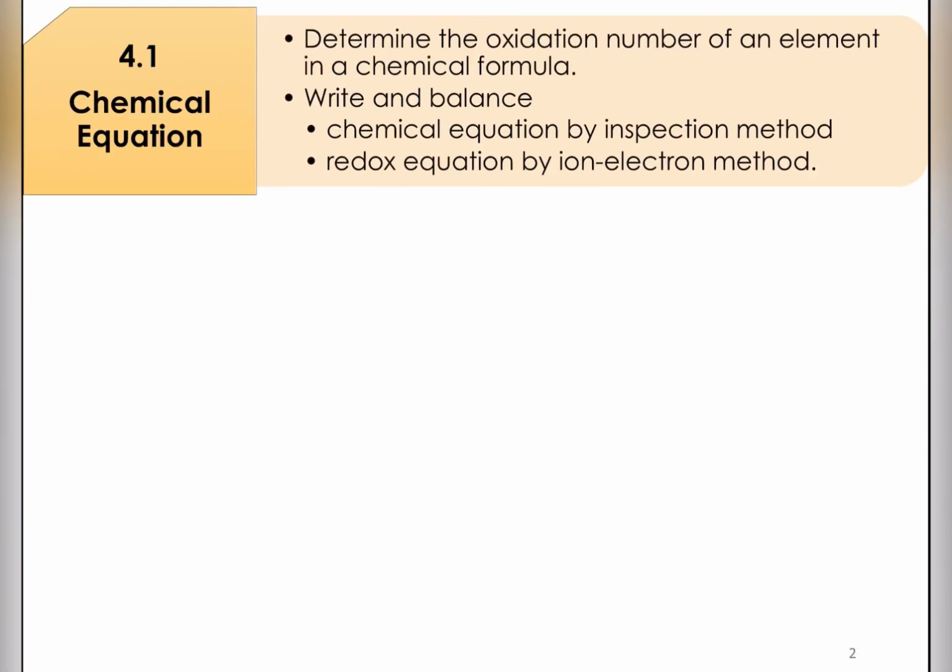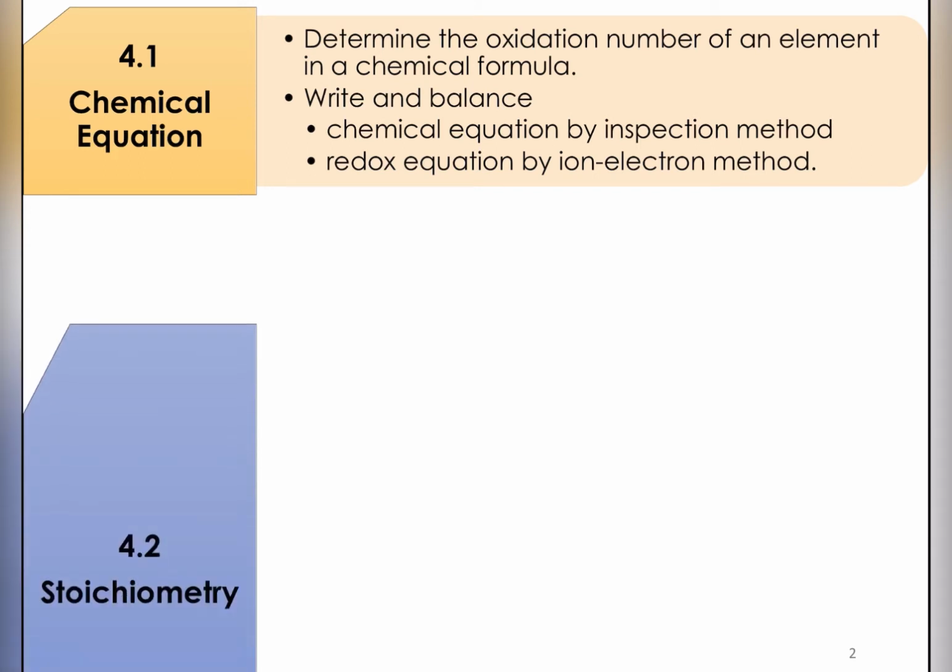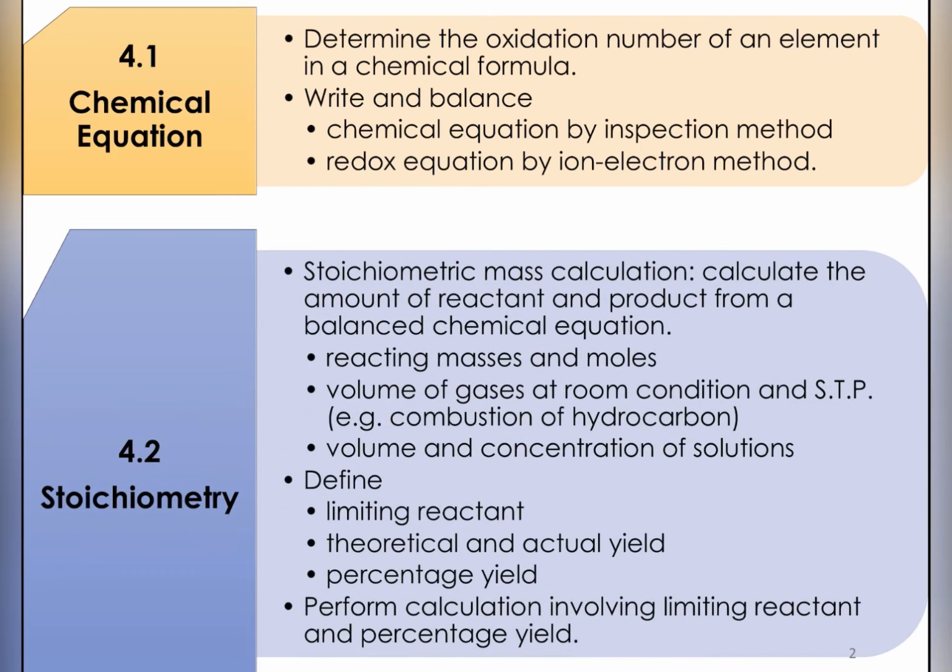So basically, we've done with 4.1 chemical equation. Now I'm going to introduce to you about stoichiometric calculation, where we are going to understand how to calculate based on stoichiometry in terms of mass, in terms of volume of gases, and in terms of volume and concentration. And in this subtopic as well, we are going to learn how to define limiting reactant, theoretical and actual yield, and percentage yield by using a simple calculation to find the value for them.